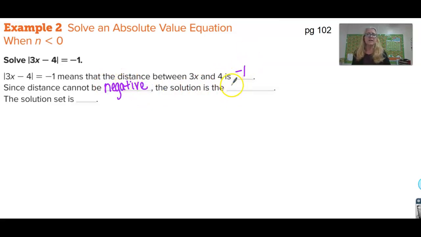the solution is, and I believe they write the null set here. There's no solution. The no solution set is a circle with the line through it. No solution. Okay, you can't have it turn out that way. So be on the lookout because they put some zingers in there where they put it equal to a negative number, and you've got to remember it can't happen.